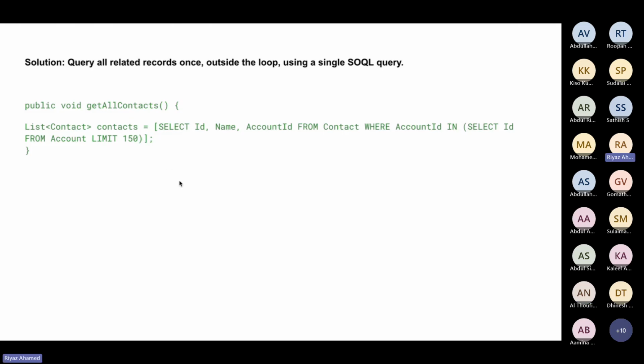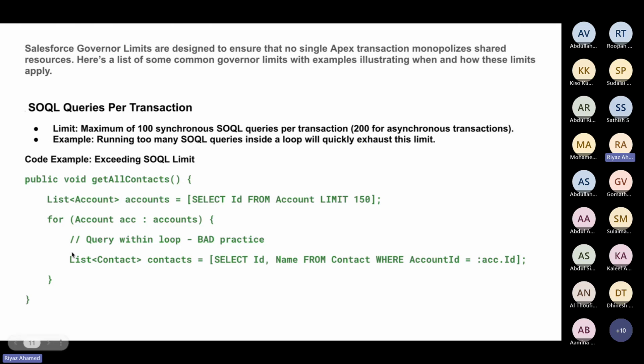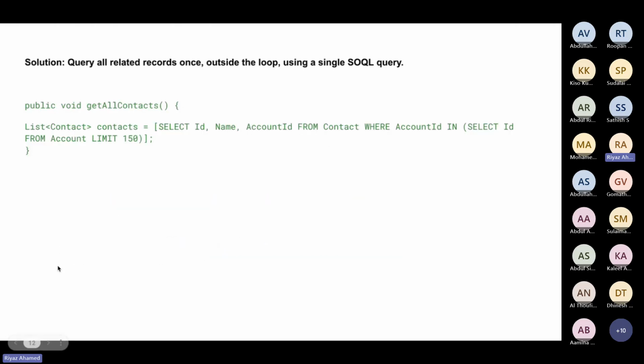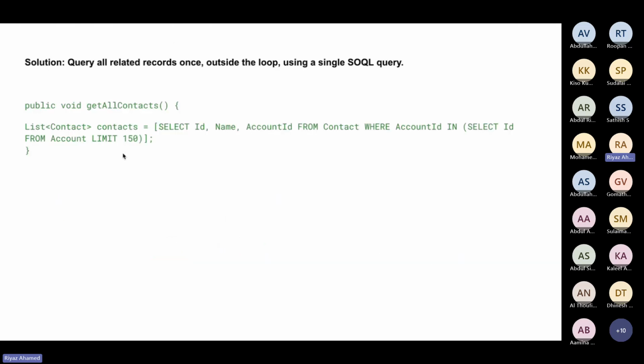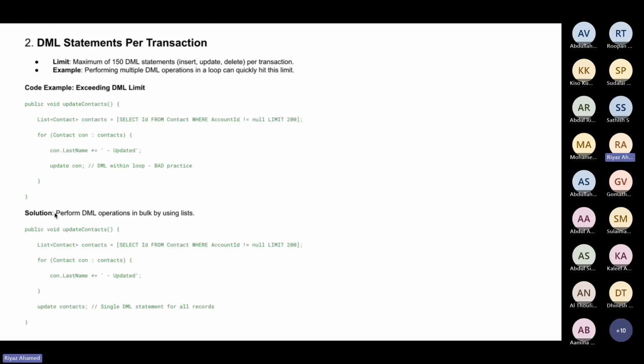So while developing, you need to consider, don't write SOQL inside the for loop. It will throw the SOQL limit, Salesforce limit error. So whenever developing, we need to consider whether we are using SOQL inside the for loop. We need to avoid it and query like this. This is one example. Okay, I am going to the next one.